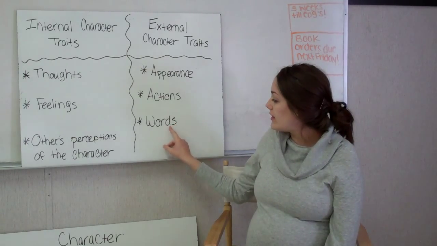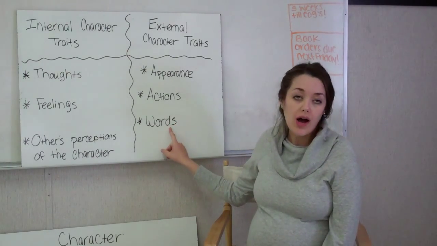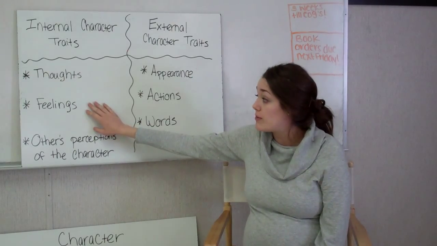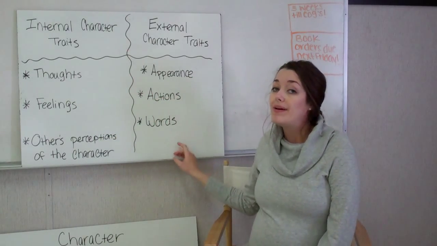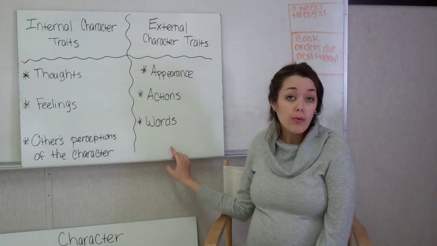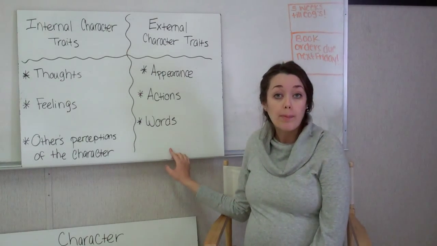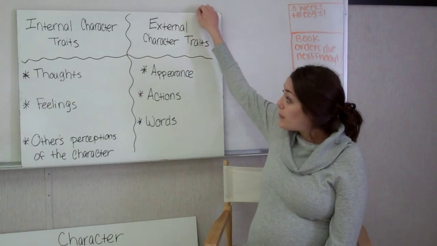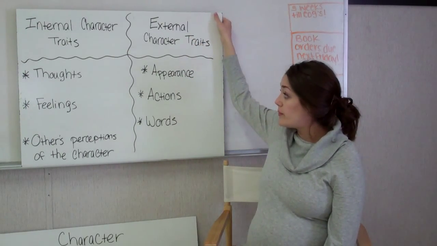Sometimes you'll find with these words that it will contradict with the internal character traits. For instance, a character might think one thing, but say another. That's important to note because that's going to help us recognize character growth and development. Breaking this down, let's look at some examples from Stellaluna.